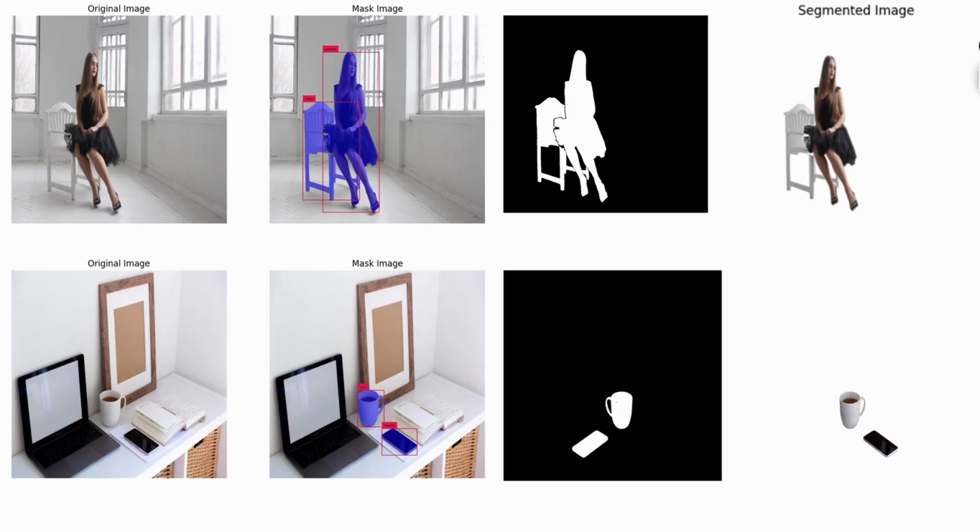Hey guys, today I'll show you how Grounding DINO and the Segment Anything Model, or SAM, can work together to extract a specific object from an image based on the user input text.